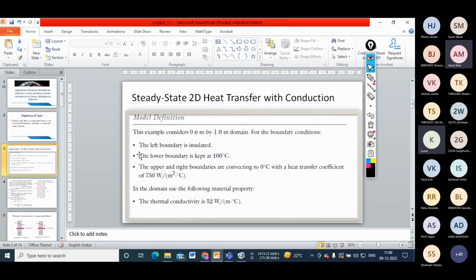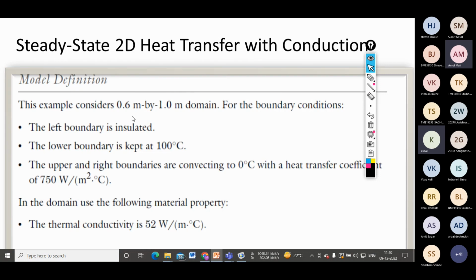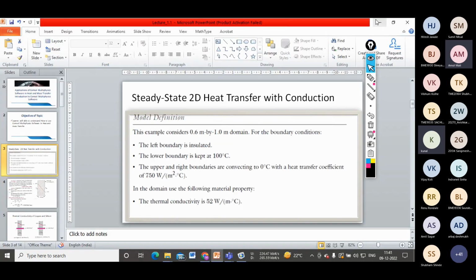So here this is the first one, the steady state 2D heat transfer with conduction. This example considers 0.6 meter as the width and 1 meter as the height. For the boundary conditions, the left side is insulated and the lower boundary is kept at 100 degrees centigrade. The upper and right-hand boundaries are convecting to 0 degrees centigrade with a heat transfer coefficient of 750. And the thermal conductivity of that material is 52. So material property उन्होंने directly दे दिया है.